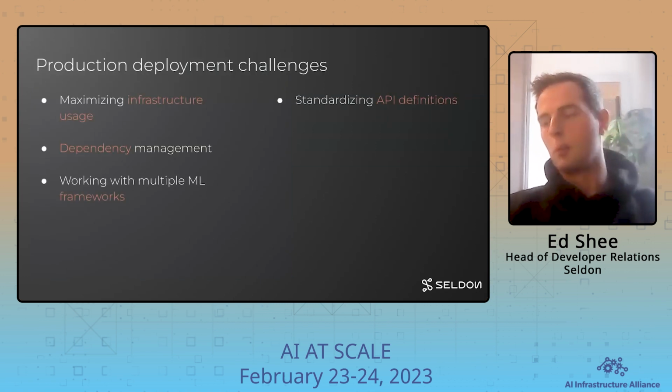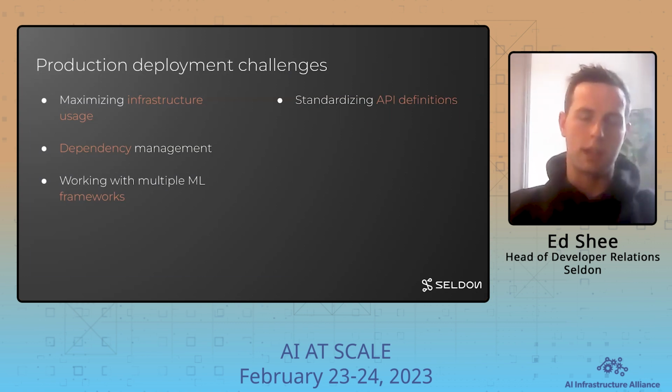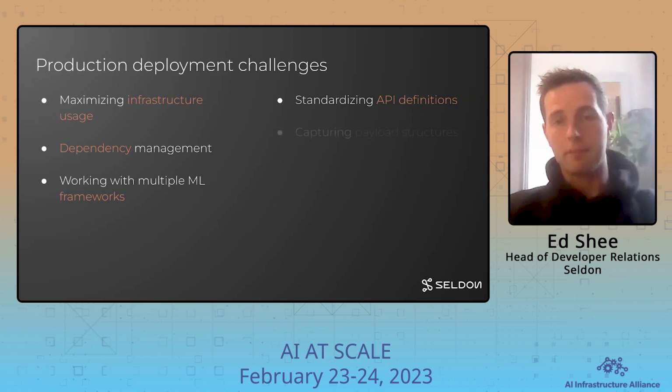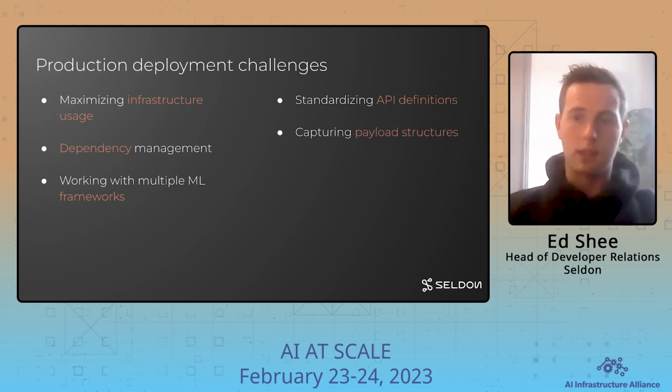We don't know what the route is that we're going to expect to hit in order to get predictions back. So we need to be able to standardize on that. Something that I'll come onto in a little bit is an effort that we've had at Seldon in collaboration with other companies to try and build an open inference protocol around that. And then capturing the payload structures becomes really important.